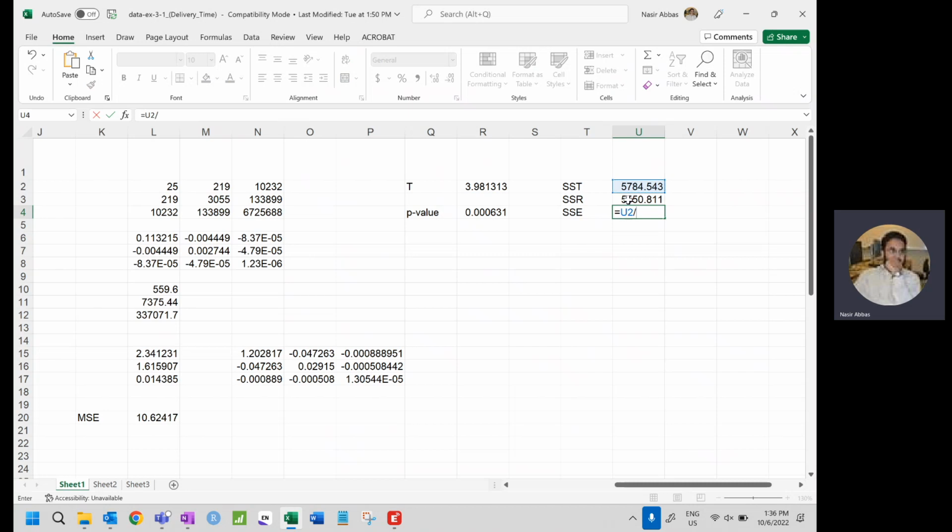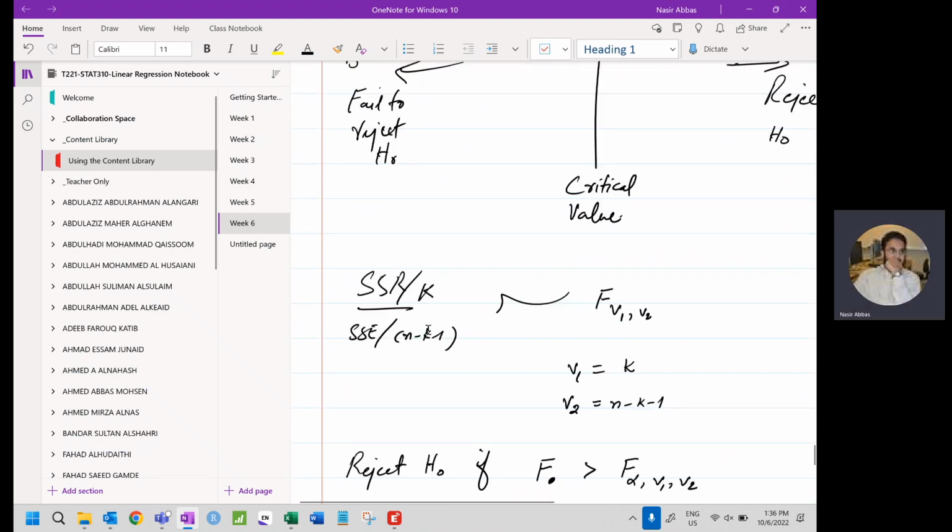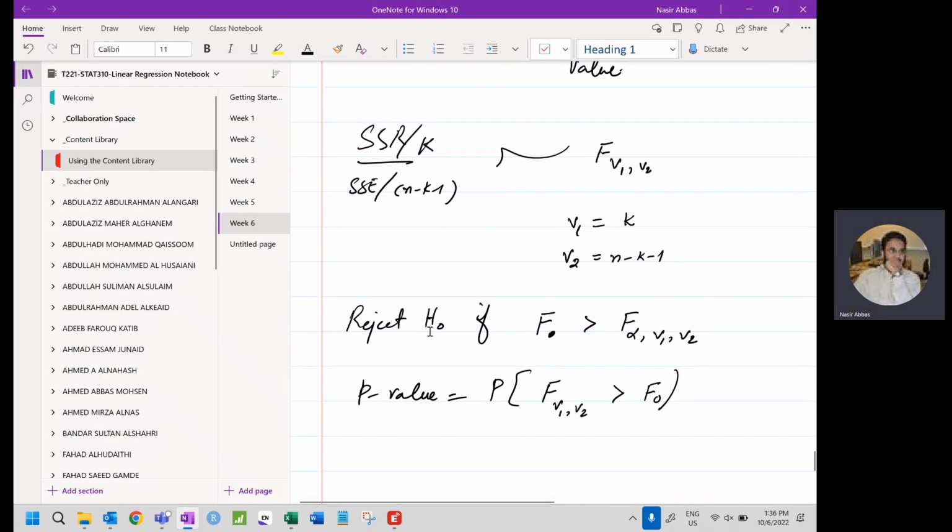The SSR over SSE, the ratio is here. The ratio is here.